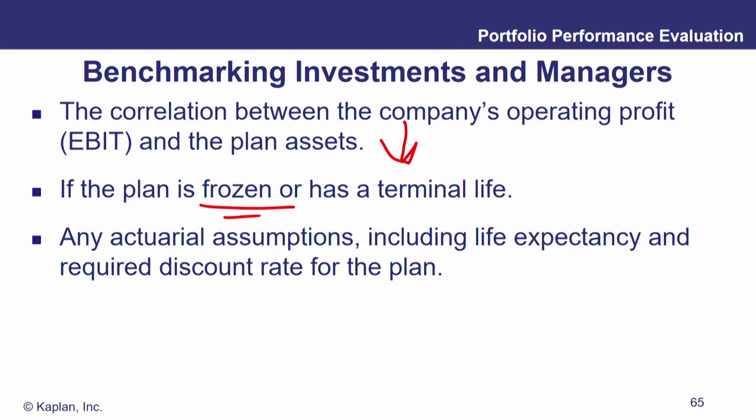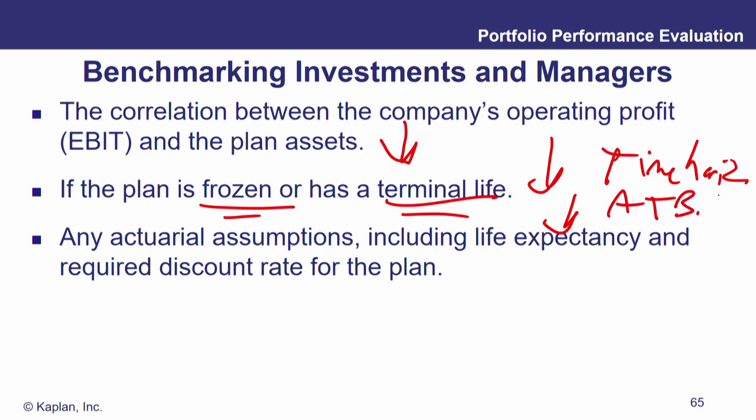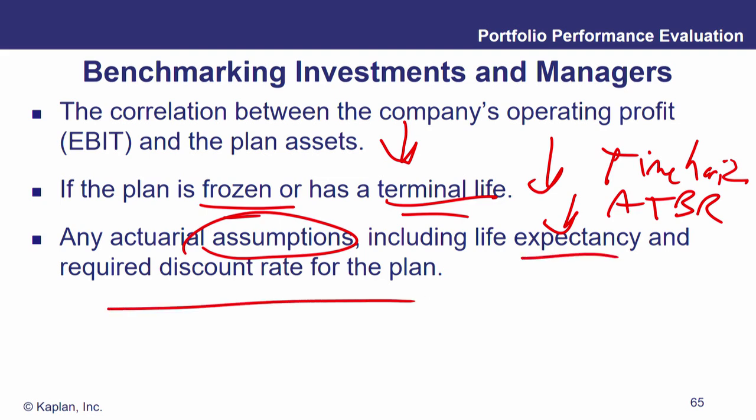Another thing I want to take a look at: is it a frozen plan? Does it have a terminal life? This lowers the time horizon, and again, it lowers that ability to bear risk. Okay, and any actuarial assumptions, so life expectancy, discount rate, all of those things, again, are going to impact this ability to bear risk, which is going to have an impact on which securities I can build that portfolio with.